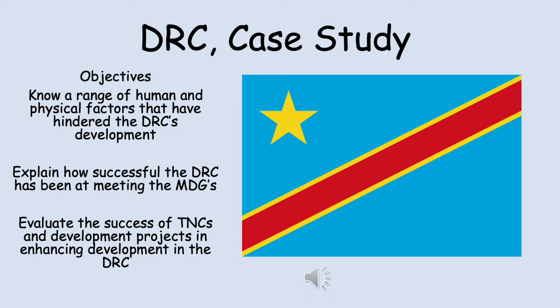Today we're going to be looking at the DRC case study. This case study forms part of the dynamic development topic. What you're going to do today is know a range of human and physical factors that have hindered the DRC's development. You will then be able to explain how successful the DRC has been at meeting the Millennium Development Goals. And then finally, we will evaluate the success of TNCs and development projects in enhancing development in the DRC.